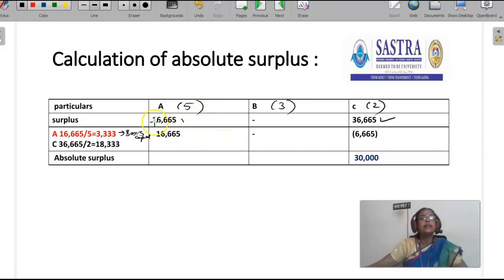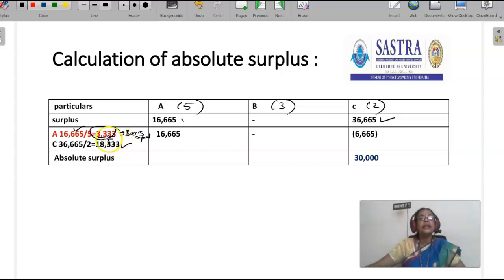A's surplus amount is 16,665. If we divide 16,665 by 5, the surplus per share is 3,333. If we divide 36,665 by 2, the surplus per share is 18,333. The least amount is 3,333. That should be taken as the basis.